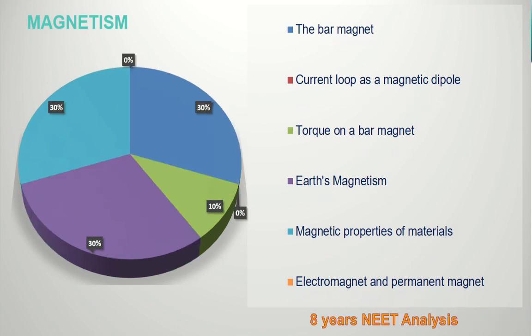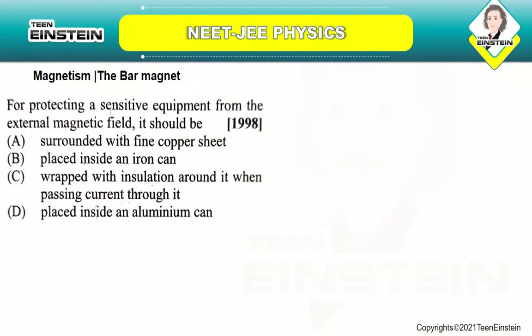But if you see the scenario for the last 8 years, more questions were coming from the bar magnet, and there were no questions from current loop as a magnetic dipole and electromagnet and permanent magnet. The majority of questions were coming from these three topics: the bar magnet, Earth's magnetism, and magnetic properties of materials. Around 30% of questions were coming from these three topics, and around 10% of questions were coming from torque on a bar magnet. So, we will try to solve some of the previous year question papers covering all these subtopics one by one.